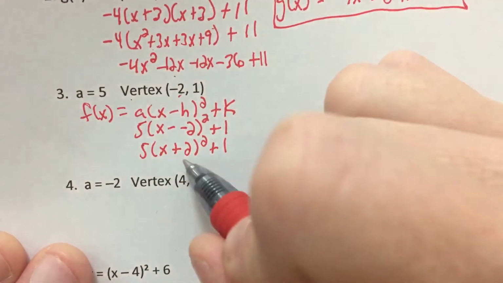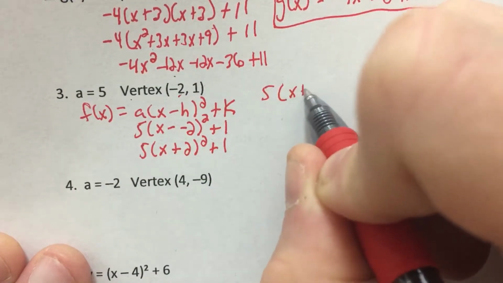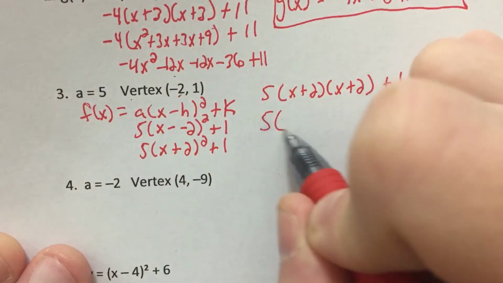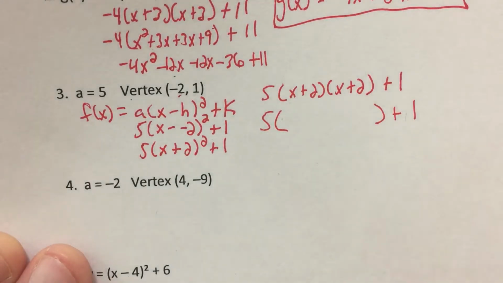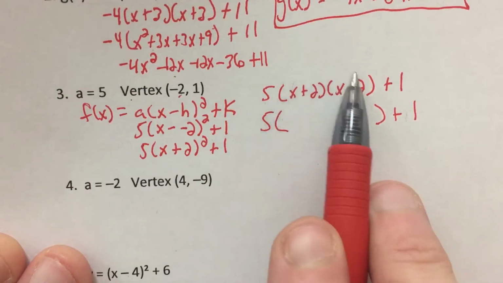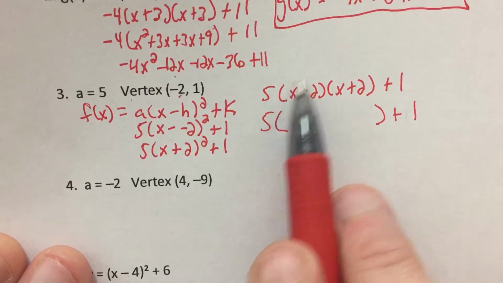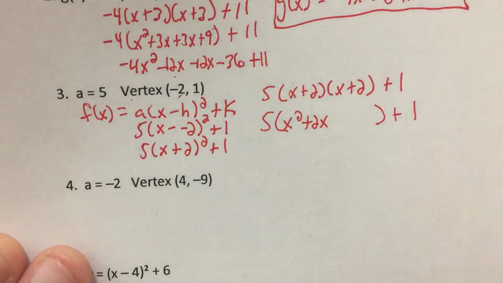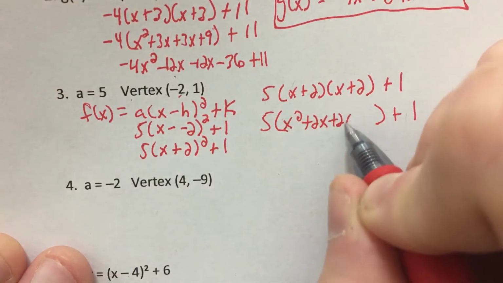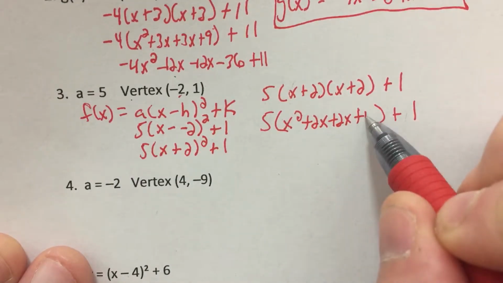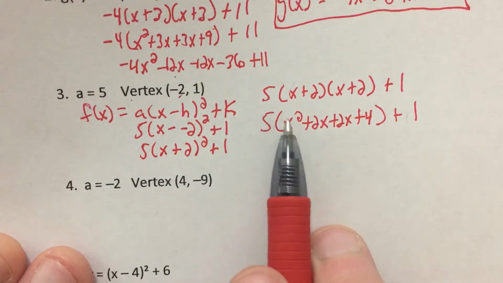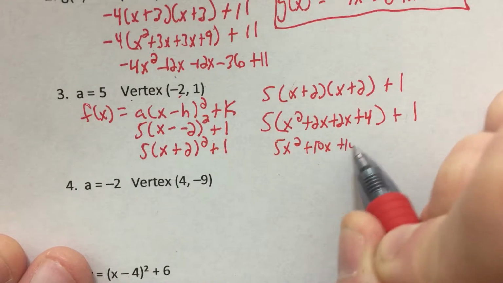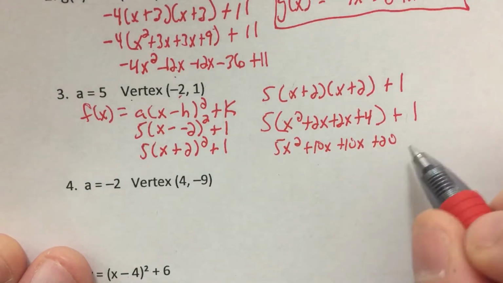I'm going to come up here where I have some room, and I'm going to write that x plus 2 twice. Then I'm going to drop my 5 and draw one big parentheses. And I'm going to fill this parentheses in with whatever x plus 2 times x plus 2 makes, right? X times x is x squared, x times 2, 2x. 2 times x, 2x. And 2 times 2 is 4. Distribute my a value, the 5, into the parentheses. I will get 5x squared plus 10x plus 10x plus 20, and then plus 1.